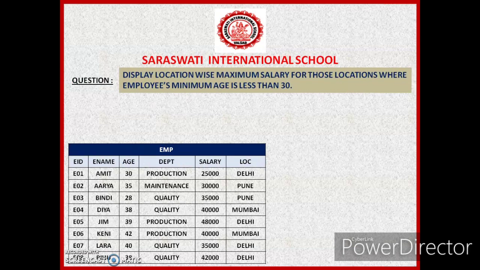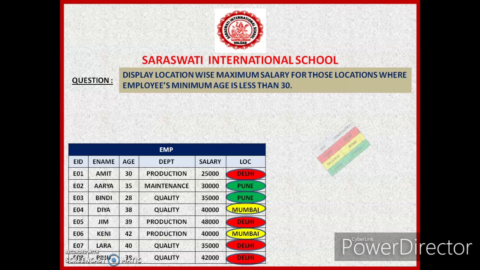Now next question is this. Now we will form groups on location. First group is Delhi, then Mumbai, and then Pune. After forming groups, when we apply function max on salary, we can display maximum salary in each group. See.